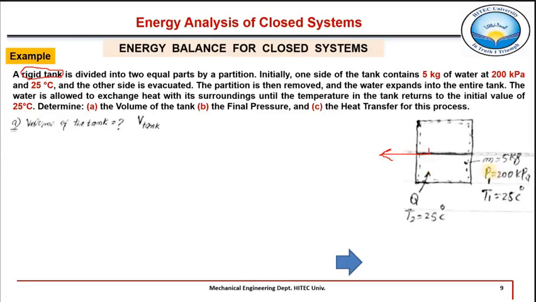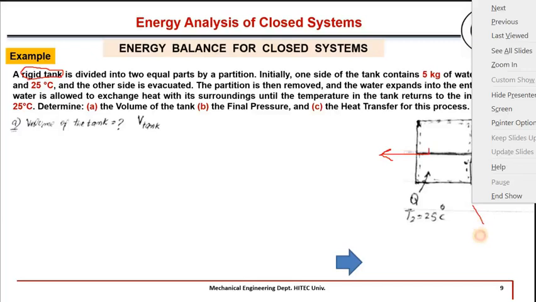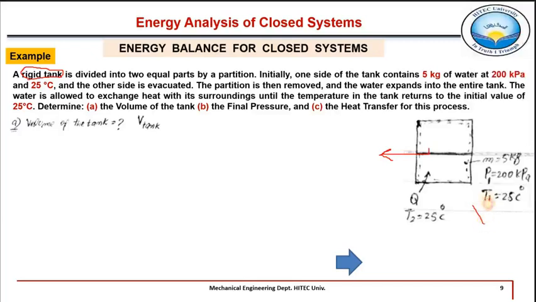Because pressure and temperature are given for this fluid, which is water, with the help of this given data we will try to find out V1. So we can find V1 corresponding to P1 and T1. This will be the half volume at state 1, and the total tank volume will be simply 2 times V1. So that's how we can find out the volume of this tank.